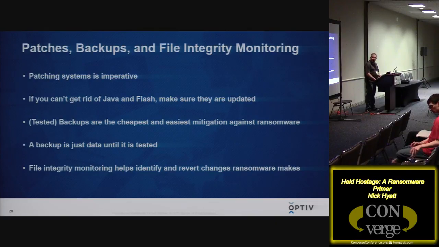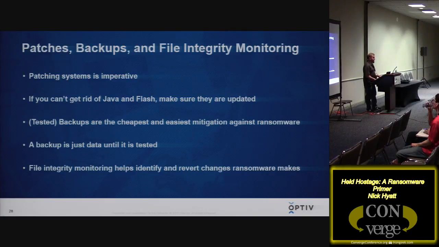So let's start by talking about patches, backups, and file integrity monitoring. Patching systems is imperative. We saw this about this time last year with WannaCry. If you can't get rid of Java and Flash, or if you laugh at consultants that tell you to get rid of them, please make sure they're updated as well as you can. Tested backups are the cheapest and easiest mitigation against ransomware. And a backup is really just data unless it's tested. So if you have a disaster recovery plan, if you have a business continuity plan and you don't test it, it's worth about as much as the paper it's written on.